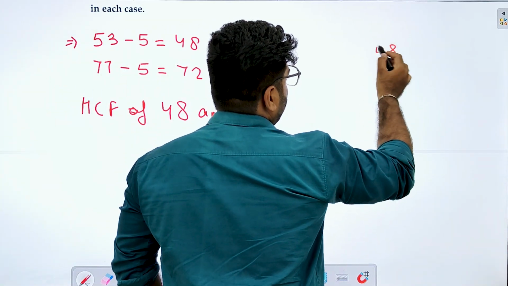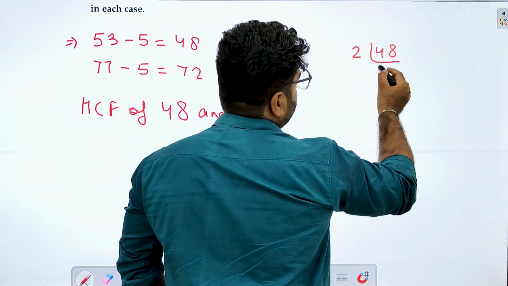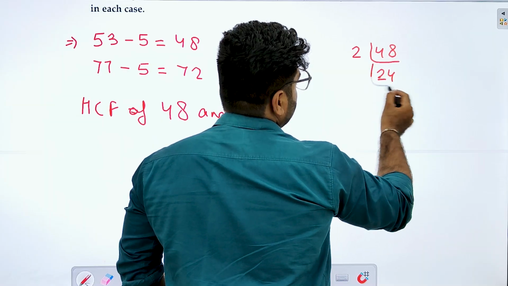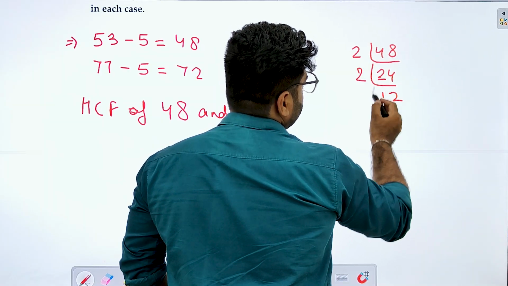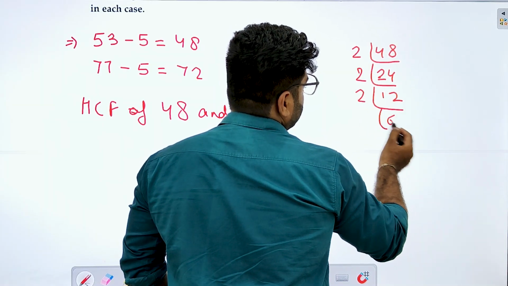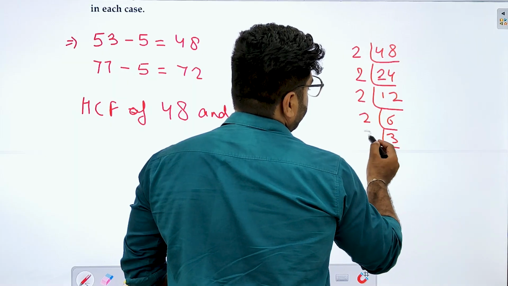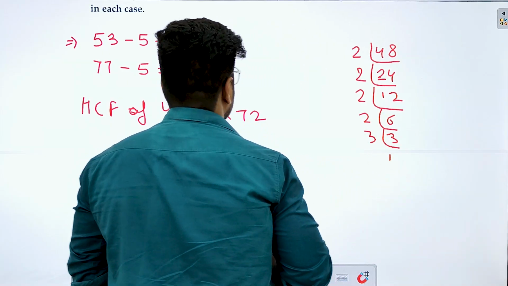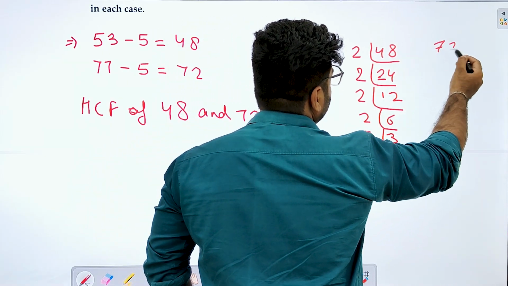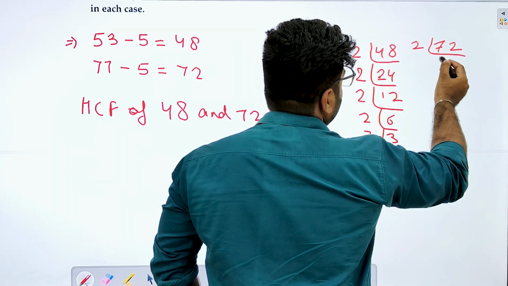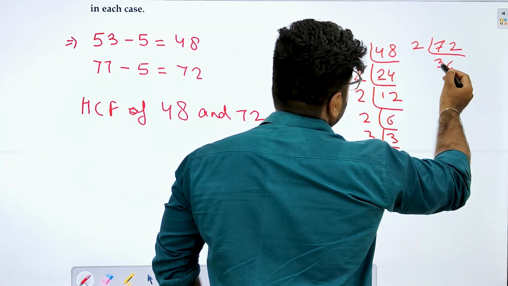Okay, now we have 48. Divided by 2, that is 24. Divided by 2, 12. Divided by 2, 6. Divided by 2, 3. And divided by 3, 1. And the second number we have is 72. We divide by 2, that is 36.